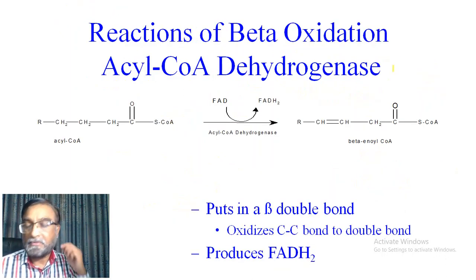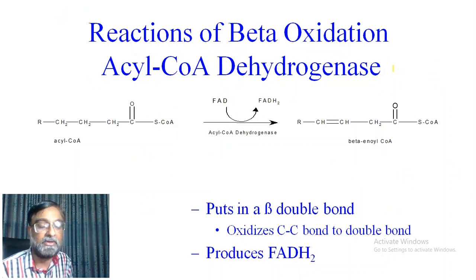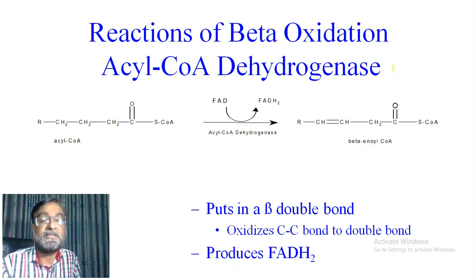So we are looking at each step in detail again. That was the summarized point. We are looking quickly at each step of the reaction. First of all, we started with acyl CoA, right? At the first oxidation step, acyl CoA dehydrogenase will be acting. FAD is converted into FADH2, and as a result, beta enoyl CoA will be formed.